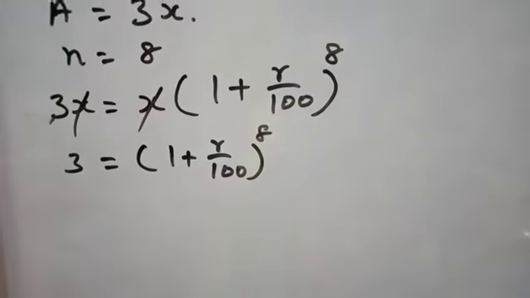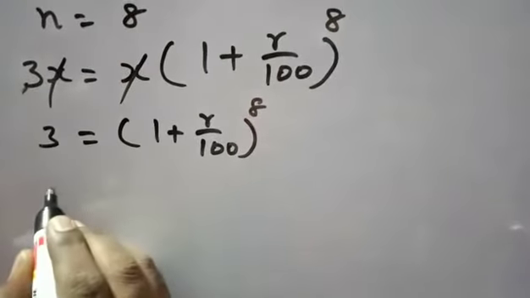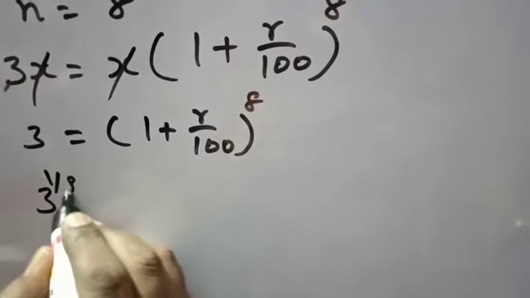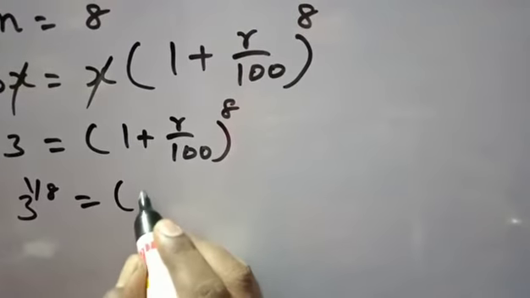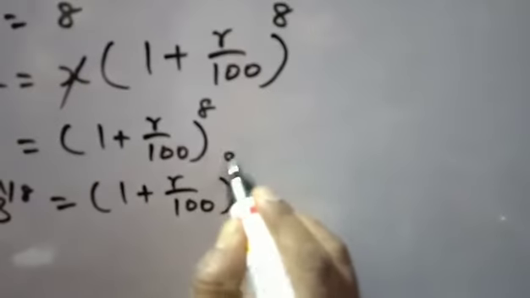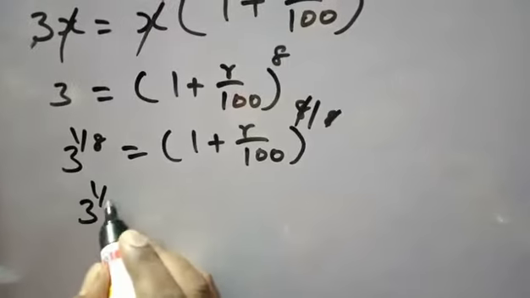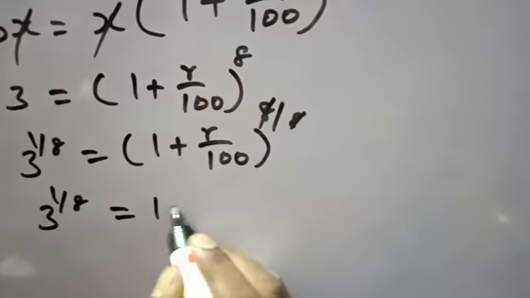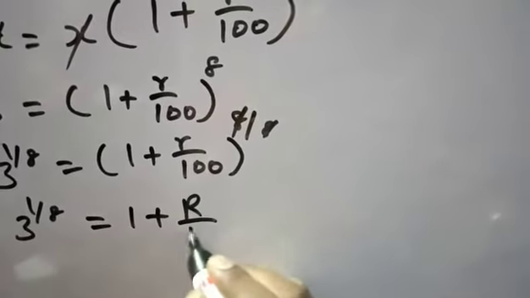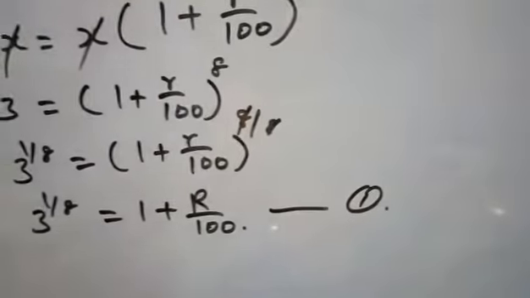So both the sides we can multiply by power 1 by n, 1 by 8. So 3 power 1 by 8 equal to (1 plus r by 100) power 8 by 8. This will cancel. So we have 3 power 1 by 8 equal to 1 plus r by 100. We can take this as equation 1, first part.